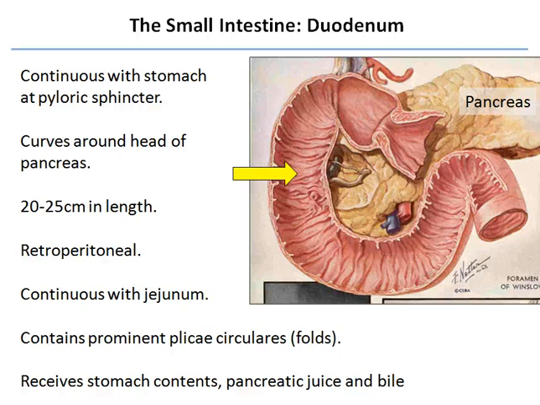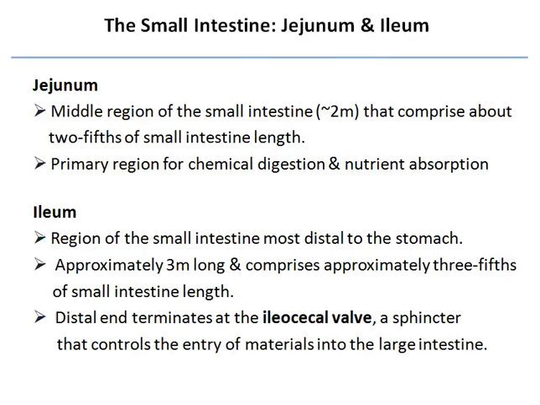This is the point of reception for fluids coming from the stomach. It's also the point where we add secretions that are being produced by the pancreas and the liver into the cavity here where the food is. The jejunum is continuous with the duodenum. This extends for about 2 metres. It's a primary region for chemical digestion and nutrient absorption. So secretions from the pancreas and the liver will help to break down food molecules to forms that are small enough to be absorbed across the lining of the gastrointestinal tract.